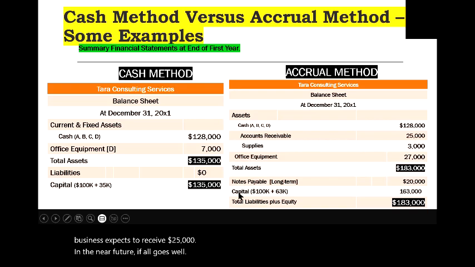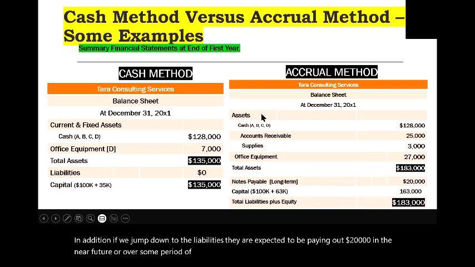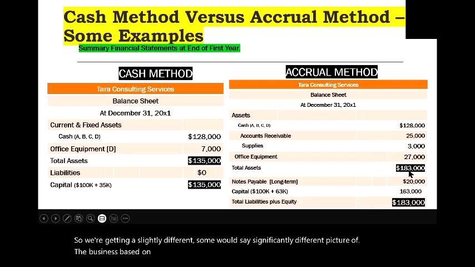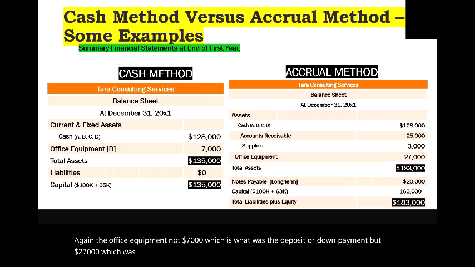In addition, if we jump down to the liabilities, they are expected to be paying out $20,000 in the near future or over some period of time. So we're getting a slightly different, some would say significantly different, picture of the business based on the accrual method. Again, the office equipment is not $7,000, which was the deposit or down payment, but $27,000, which was the purchase price for that particular asset.